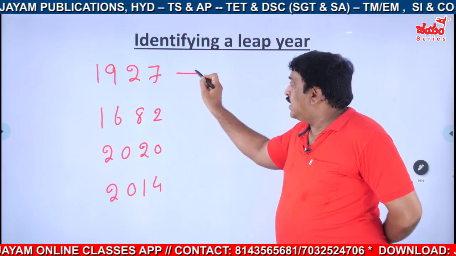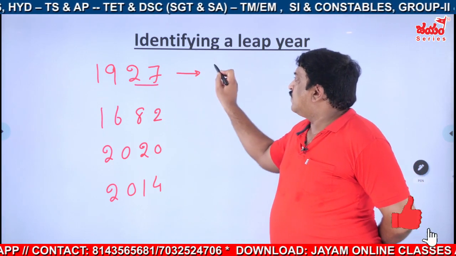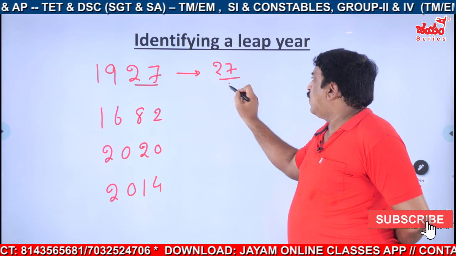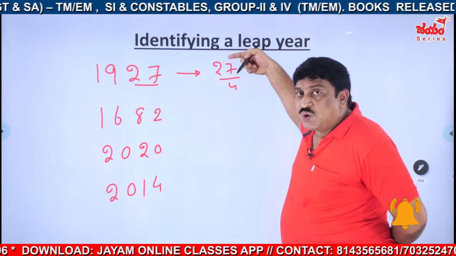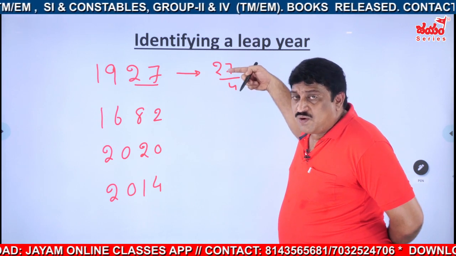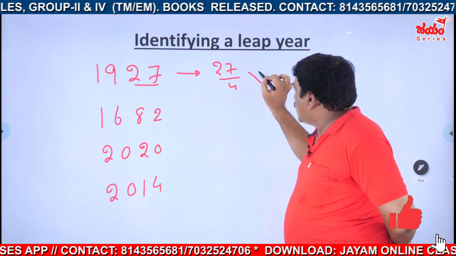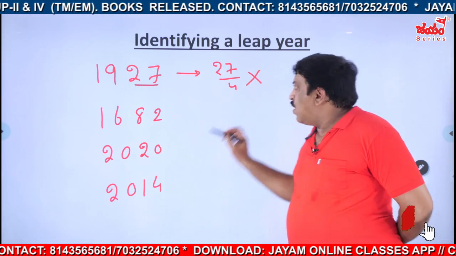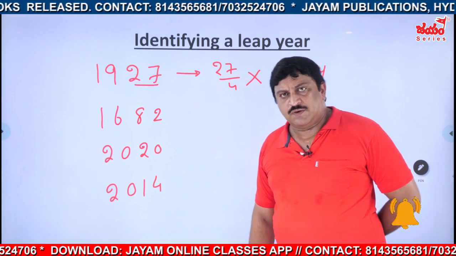1927, is it divisible by 4 or not? We have to see. That means last 2 digits are enough. That is 27 by 4. So is it exactly divisible? 4 6 is 24. No, exactly not. 4 7 is 28. So definitely this is not divisible exactly. So it is a normal year. So make it a habit of writing normal year as NY from now onwards.